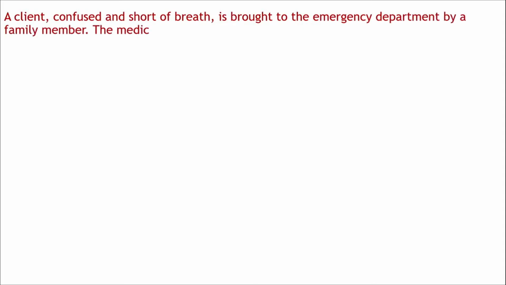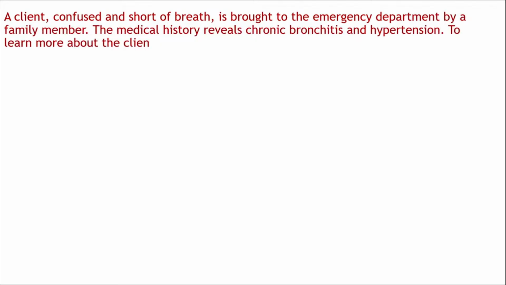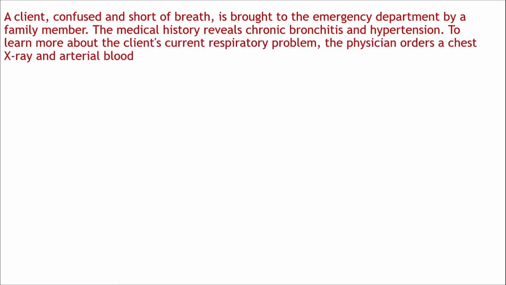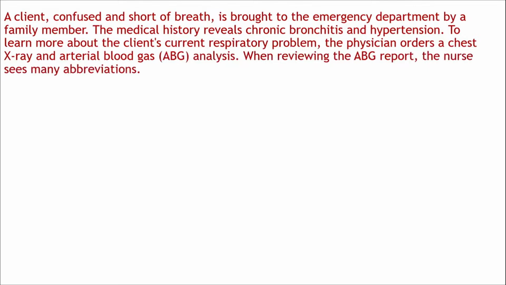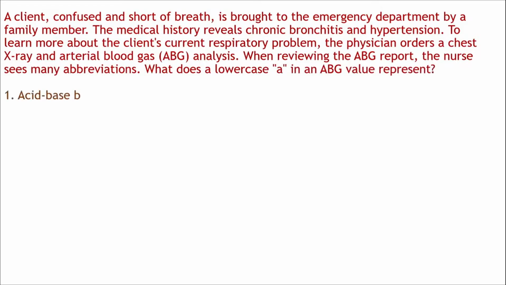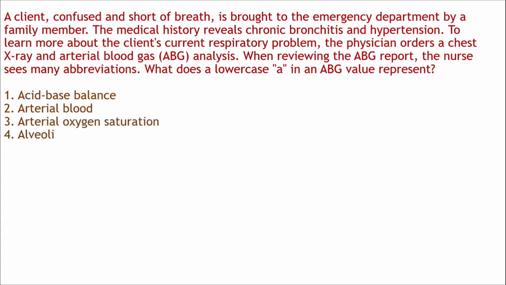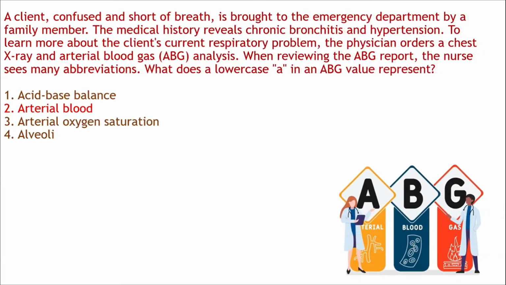A client, confused and short of breath, is brought to the emergency department by a family member. The medical history reveals chronic bronchitis and hypertension. To learn more about the client's current respiratory problem, the physician orders a chest X-ray and arterial blood gas (ABG) analysis. When reviewing the ABG report, the nurse sees many abbreviations. What does a lowercase a in an ABG value represent? 1. Acid-base balance. 2. Arterial blood. 3. Arterial oxygen saturation. 4. Alveoli. And the correct answer is 2. Arterial blood.